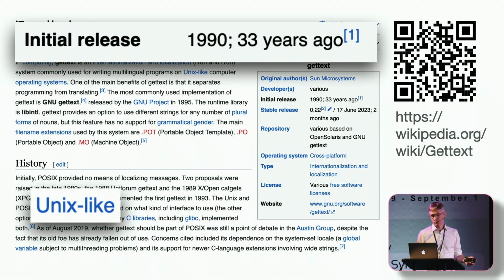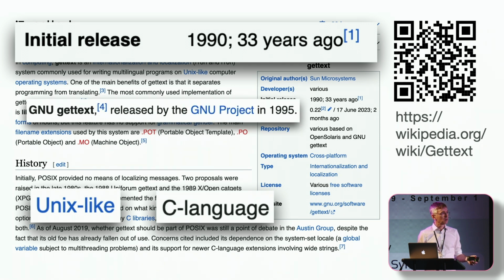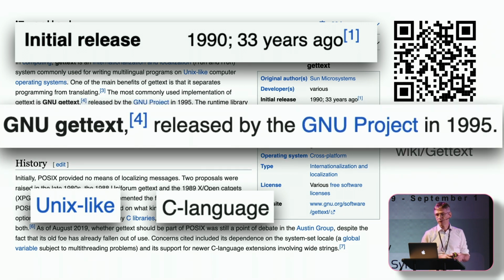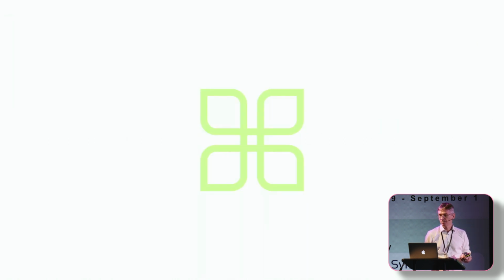Initially, it was targeted at Unix-like platforms and the C language. After GNU came up with its implementation in 1995, it was eventually made multi-platform and also supporting many languages. So clearly, gettext has had a long time to grow and become widely used, which has led to the emergence of some kind of an ecosystem.